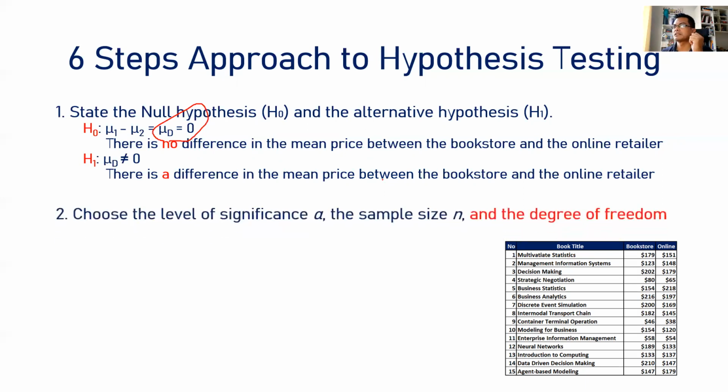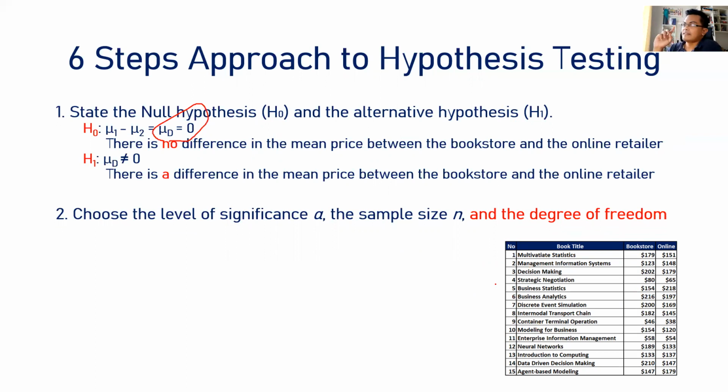The second step is to choose the level of significance, the sample size, and the degree of freedom. The level of significance is already stated in the problem set as 0.05 or 5%. For the sample size here, we count 1, 2, 3, 4, 5, 6, 7, 8 until 15, because we are interested only in the difference. That's why the sample size is 15. In related samples, we only count the pairs. If there are only 15 pairs, then the sample size will be 15.